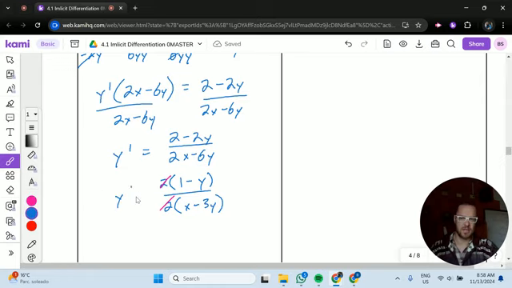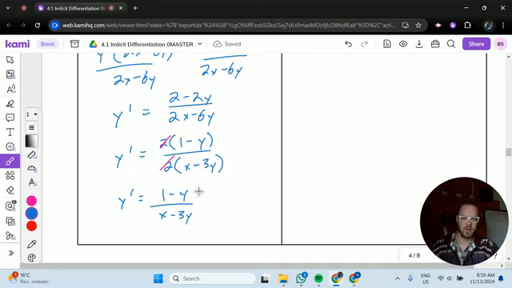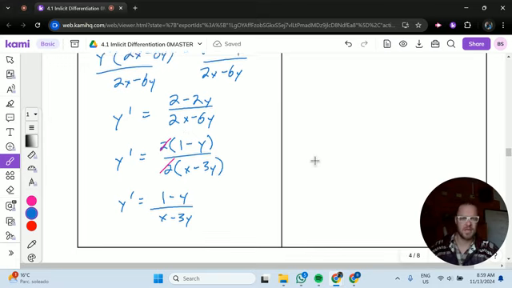Okay, so it should look like this. And so then I've got y prime is equal to 1 minus y over x minus 3y. Awesome. Like I said, if you're having trouble with this, do this, please, because a lot of you are still trying to cancel things out that you can't because they're not common factors everywhere. It has to be everywhere in the numerator and everywhere in the denominator, or you cannot do it.